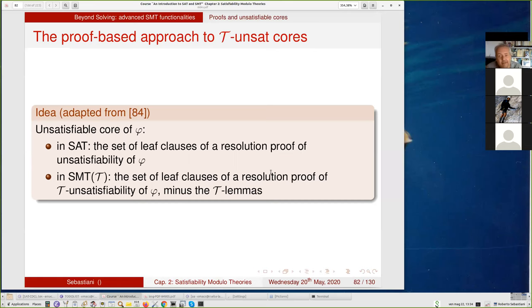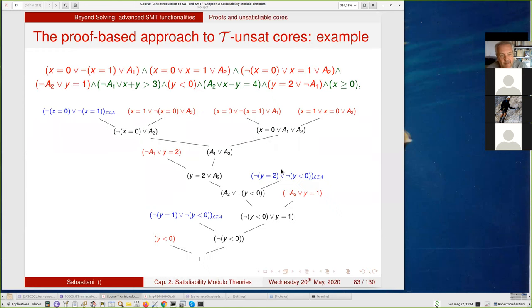That's quite obvious, right? Isn't it obvious? What are the subset of clauses or original clauses which cause the unsatisfiability? Well, okay, let me show you an example. So again, take the original formula. It was this example from a few slides ago, okay?